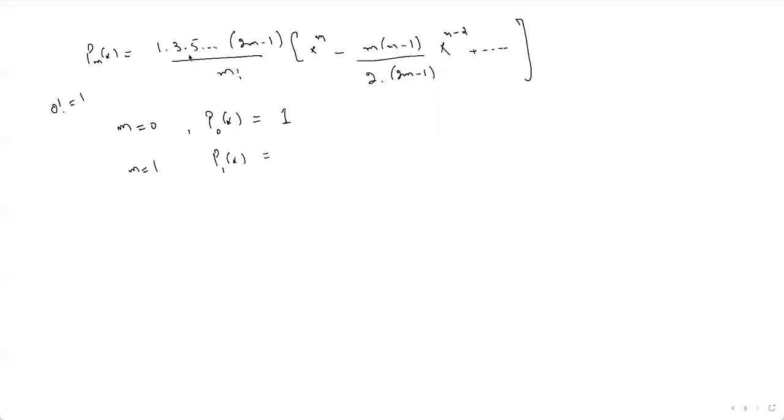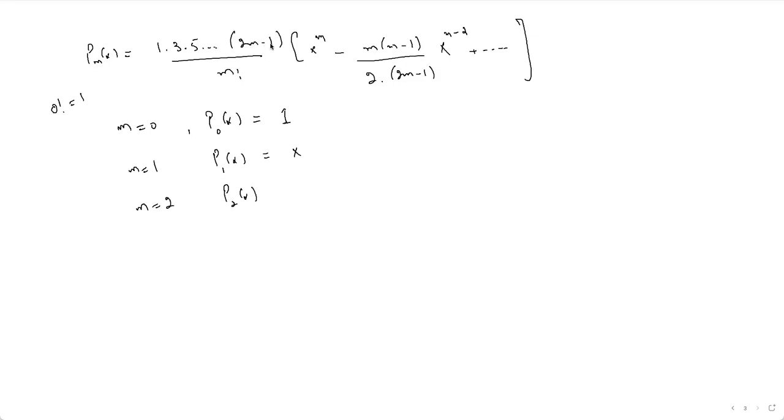Now P1 of x will then be equal to, so we will have 2 minus 1, that is 1, divided by 1 factorial, which is 1, times x raised to the power 1, so it will simply be equal to x. Now this is 1 minus 1, which becomes 0, so the remaining terms will terminate. Then corresponding to m equal to 2, what will be P2 of x?